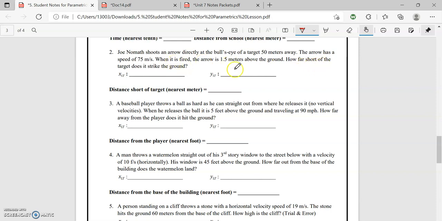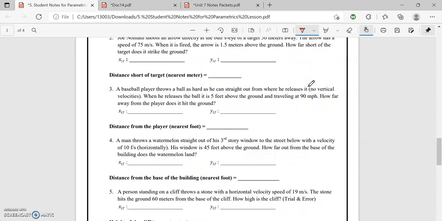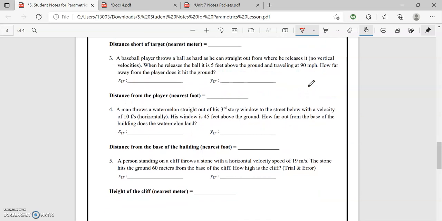It is asking how far short of the target does it strike. So what you need to do is take the answer from plugging into the x equation and subtract that from 50, because I guarantee your answer is going to be less than 50 when you solve in the x equation. Take the difference between 50 and your answer in the x equation, and that is the answer to the question, how far short of the target does it strike the ground? Anyways, the equation is the same, process is the same, just asked a little bit different.